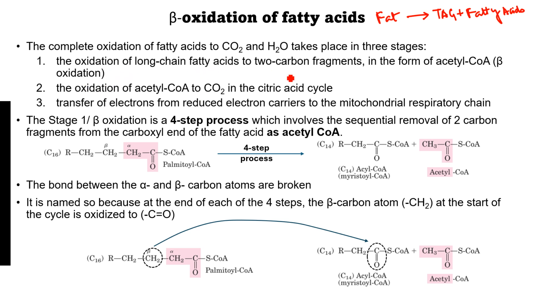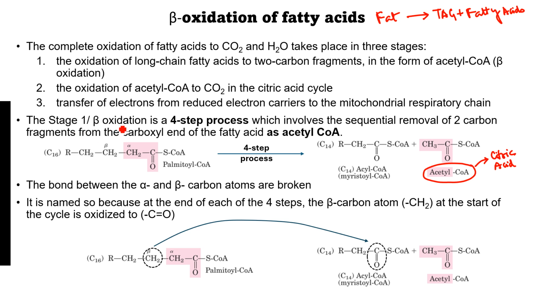The oxidation of long chain fatty acids to two carbon fragments in the form of acetyl CoA, and the oxidation of acetyl CoA to carbon dioxide in the citric acid cycle. So this acetyl CoA that is generated in the oxidation of fatty acid, what will happen to it? This acetyl CoA will again move into the citric acid cycle, the TCA cycle. And in the TCA cycle, what will happen? This acetyl CoA will be converted into carbon dioxide and water. Okay, so then there is transfer of electrons from the reduced electron carriers to the mitochondrial respiratory chain.